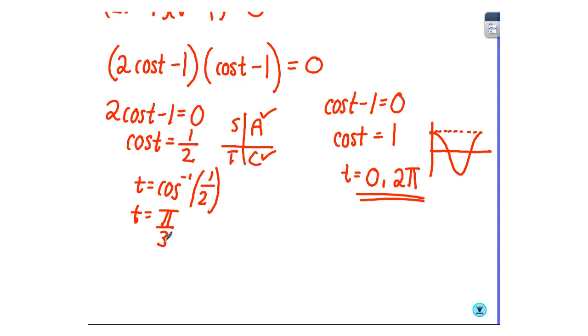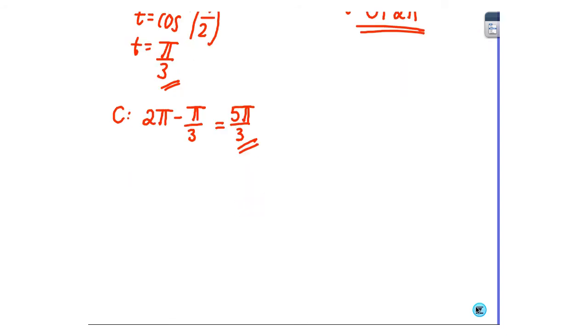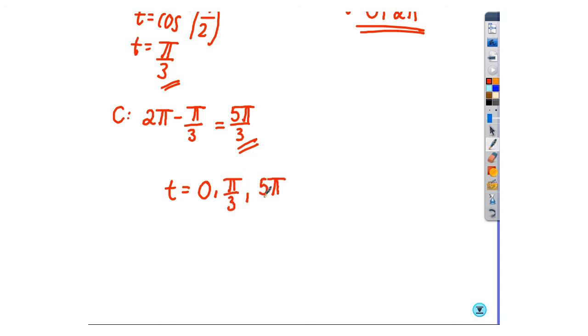So I need the quadrant 4 solution as well, which is typically 360 take away, but again we're in radians, so it'll be 2 pi take away. If you can't do that part in your head, then you're going to change your 2 pi into 6 pi over 3, and you've got 6 pi over 3 take away pi over 3, which will leave you with 5 pi over 3. So that is my 4 solutions from my 2 separate equations.